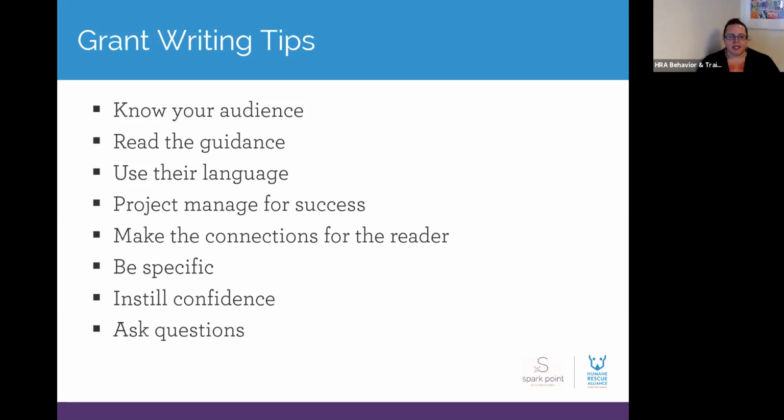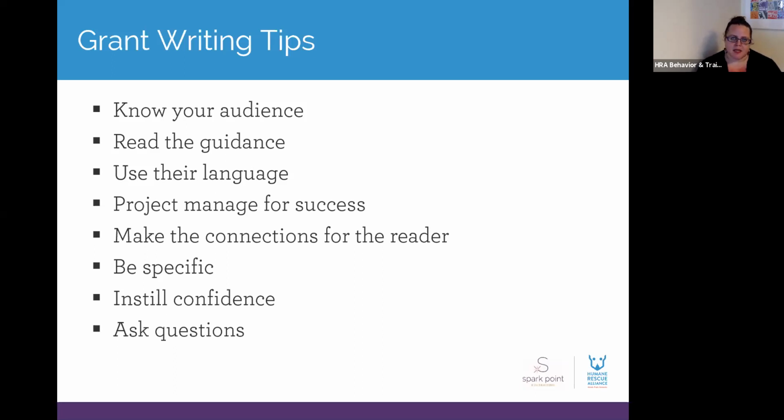And then as you're writing, you need to make connections for the reader. So you're writing about your organization, you want to portray it in the way that's most relevant to the reader. Part of that is using their language, reading the guidance, and knowing your audience. And then part of it is, as often as possible, using storytelling to share what you're trying to convey, rather than just listing out a process or steps. And probably this is something that we can elaborate on more, but also it's important to be specific.